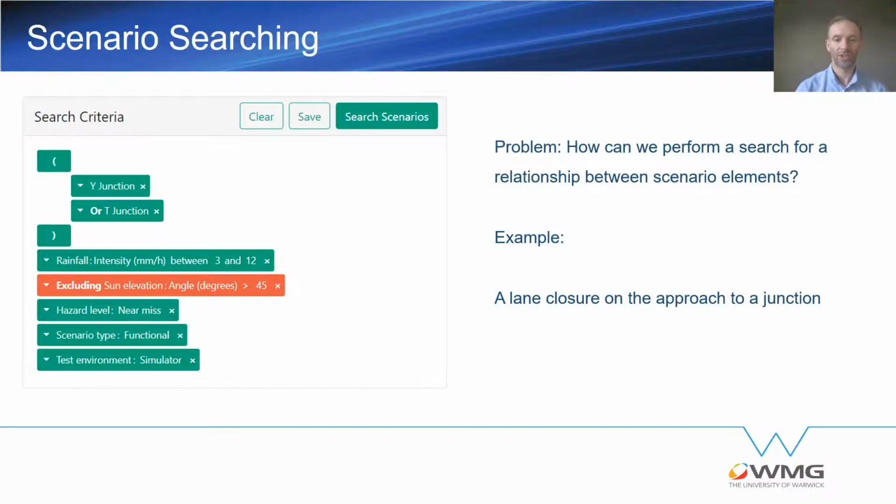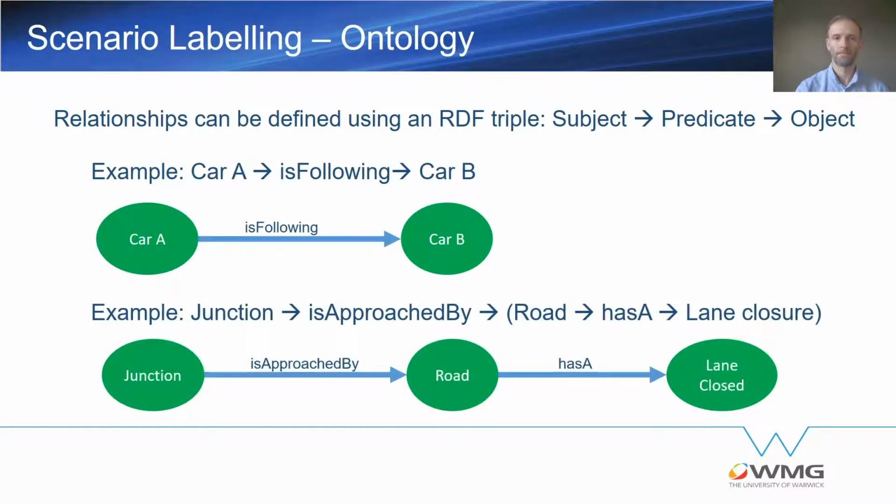To do this, we need more than just a labelling taxonomy. What is required is an ontology. So an ontology builds upon a taxonomy by defining the types of relationships that can exist between the elements. Relationships between elements in a scenario can be expressed using RDF triples, where a subject element, such as in this example, car A, is related to another element, car B, by the relationship is following.